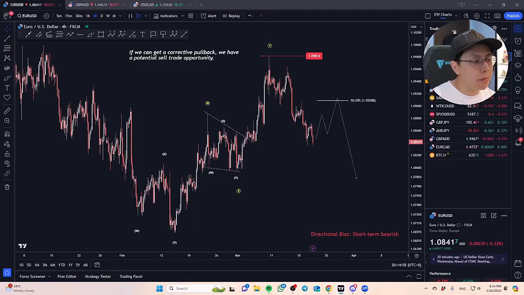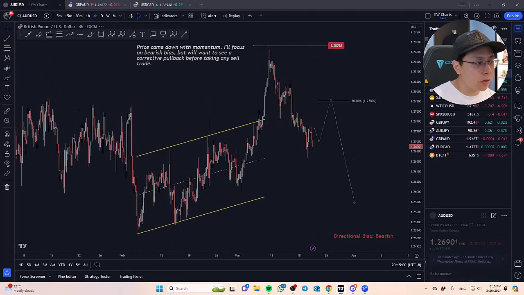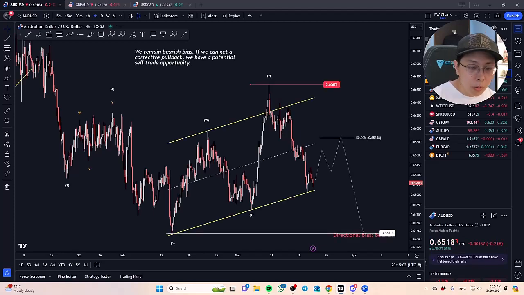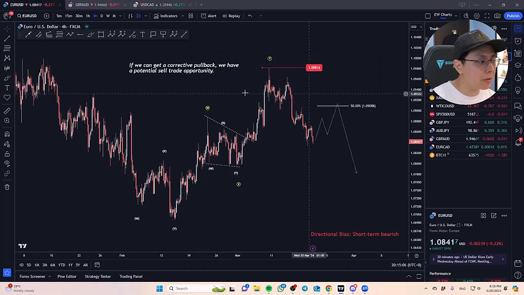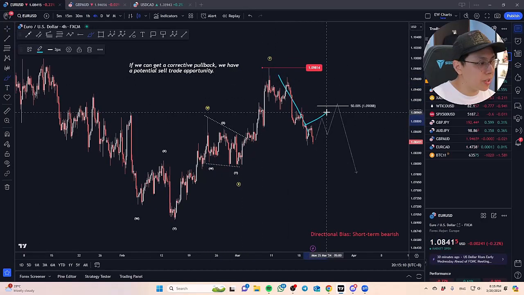And then we have the major euro dollar, pound dollar, and Aussie dollar. Basically, these three I'm holding pretty much the same bias. The pattern looks more or less the same as well. So we kind of see this as a push down here. If you can get a corrective structure, we're gonna look to sell.